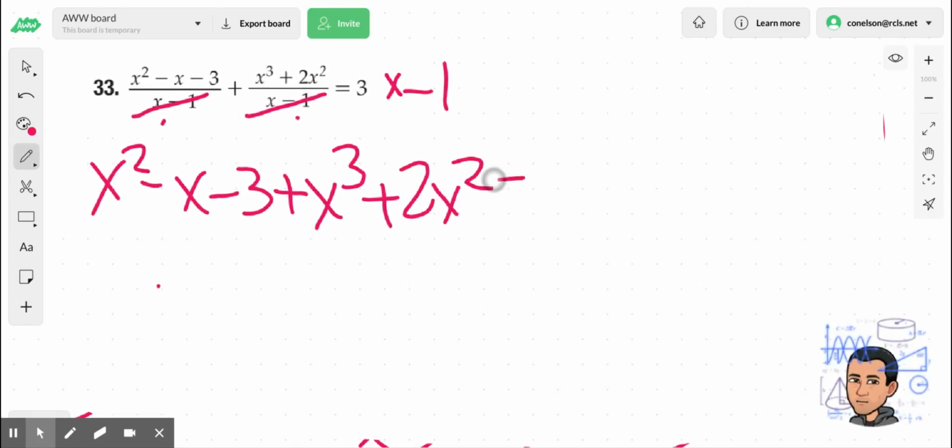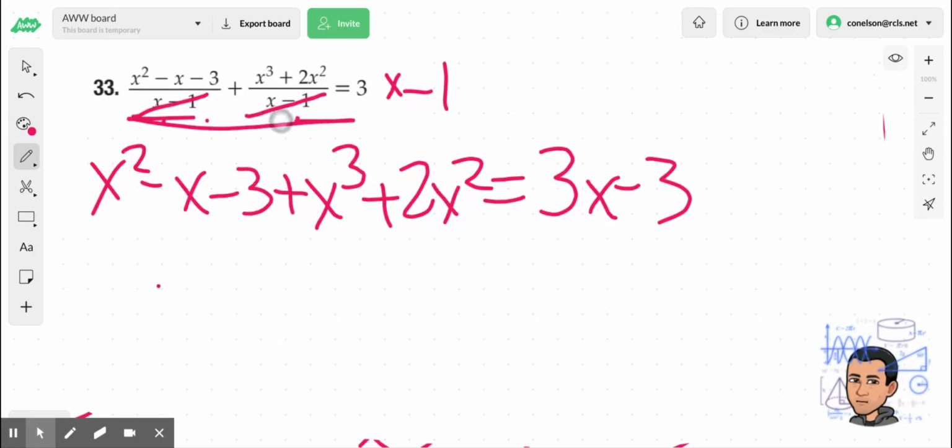Not the prettiest thing ever, but we can see what happens. And then over here on the right side, we now have 3x minus 3. Okay, so mostly I want to make sure that you understand that we just looked at the bottom here and said we need to get rid of that. And so I just multiplied everything on both sides times x minus 1. Multiplying this and that times x minus 1. That way it cancels out and we're left with this. Okay, great. Let's start combining some stuff and see what happens.